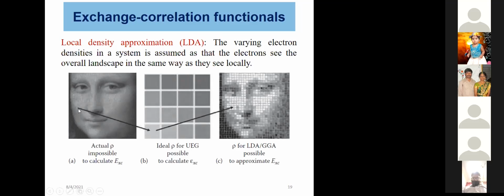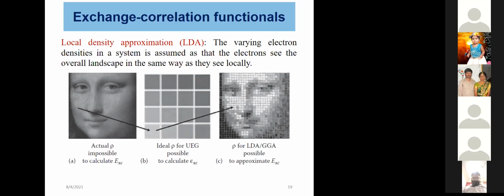Suppose we want to reproduce this picture with the local density approximation. What we did is we considered the electron densities to be constant all over the system. So we chose a part of the density of this Mona Lisa picture, suppose this kind of electron density, and then we try to reproduce this picture. What we will get is this kind of picture, which will be very different from the real picture, and we will not get a clear idea about the system, and that will lead to a wrong property prediction.